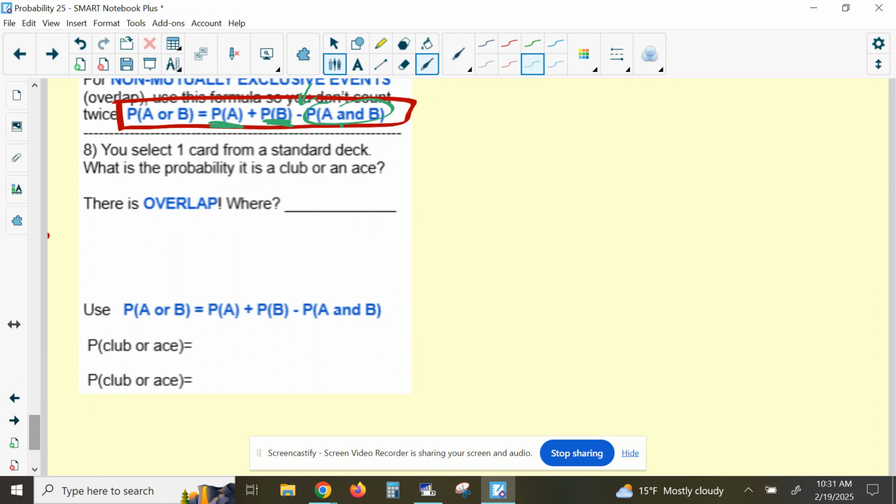What do you want me to underline? Club or ace. So this is an or problem, which means I'm happy if it's a club, I'm happy if it's an ace. Okay, so let's talk about the probability. First thing, is there an overlap between clubs and aces? If I counted all the clubs and then counted all the aces, is there anything that's both a club and an ace at the exact same time? Yeah, we do. There is an ace of clubs in that deck, right? So we can't count him in the clubs and then count him in the aces. That makes no sense. So basically the ace of clubs is an overlap.